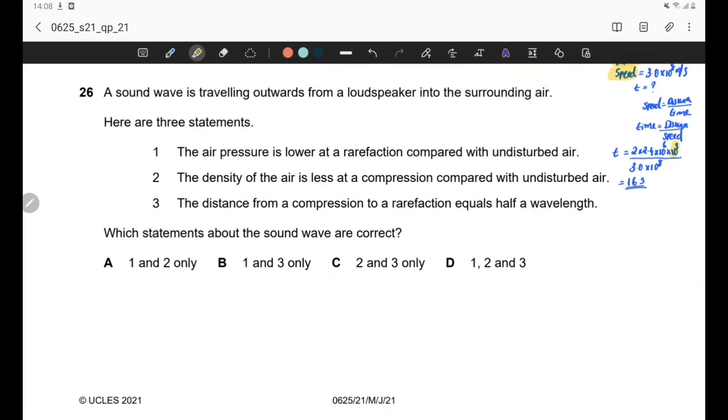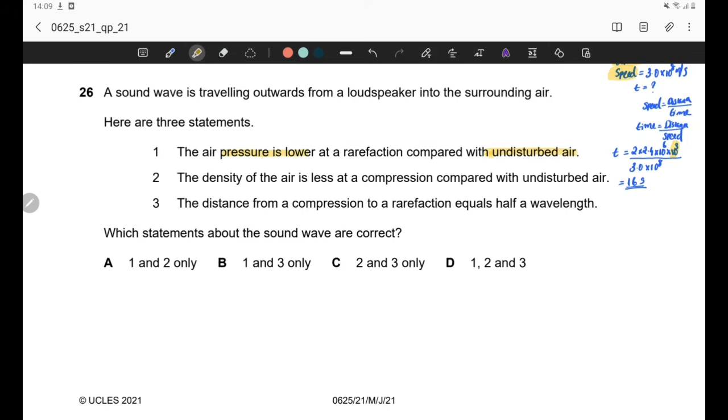Question 26. A sound wave is traveling outwards from a loudspeaker into the surrounding air. Here are 3 statements. The air pressure is lower at the rarefaction compared with undisturbed air.